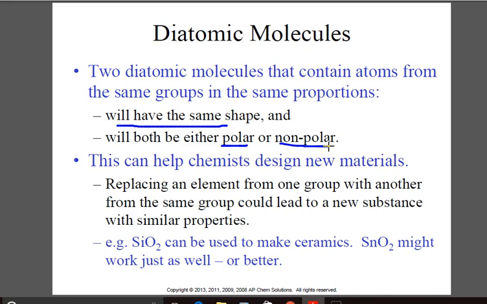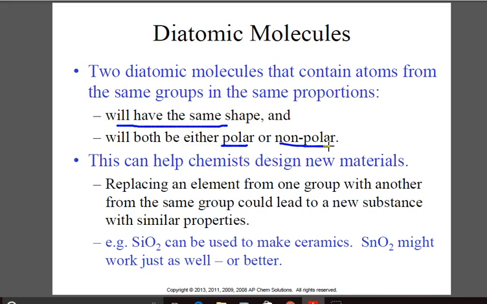Same thing if it's CCl4 and we change it to CF4. Well, chlorine and fluorine are in the same group, so we can replace chlorine with fluorine as long as we do it in the same proportion. And we can say, oh, those are going to have the same shape. This can help chemists design new materials. So they can say, I can take this element from one group and replace it with an element from another group, and this could lead me to a new substance with very similar properties.